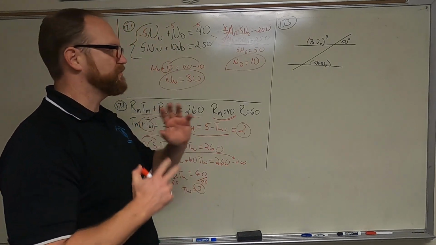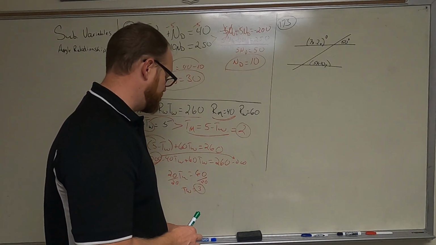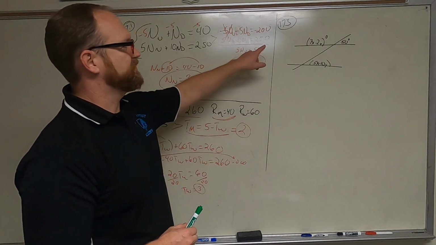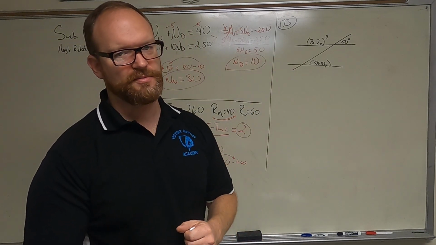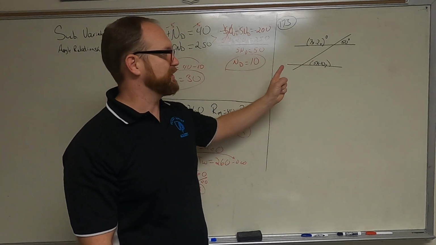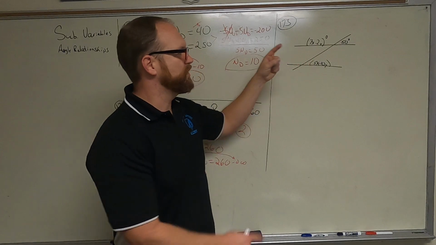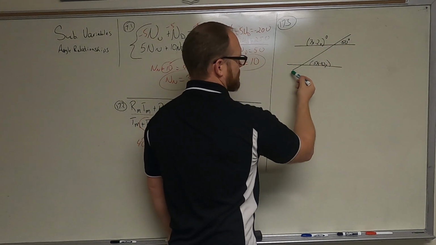Okay, so we're jumping over to the next part of the lesson, and that is example 17.3. That is going to be angle relationships. Now we've already talked about transversals. Remember what a transversal is? It's a line that crosses two parallel lines. So this line right here is the transversal.